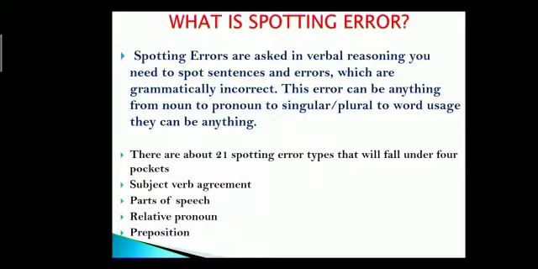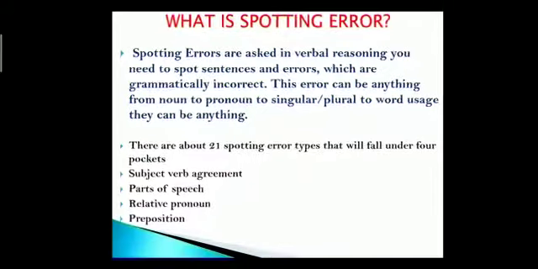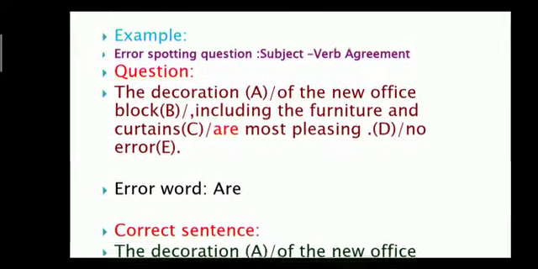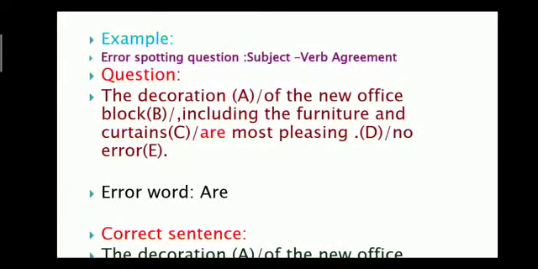The first one is subject verb agreement. Second one is parts of speech. Third one is relative pronoun and prepositions. Let's see examples. Error spotting question on subject verb agreement. The decoration of the new office block, including the furniture and curtains, are most pleasing. In this sentence, the error word is are.